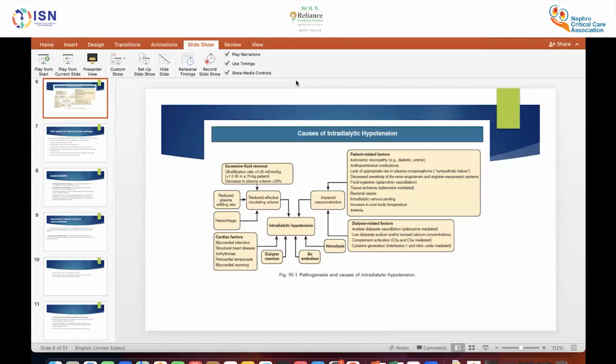Because of the sodium content of the normal saline, sir, compared to RL. What is the sodium content?